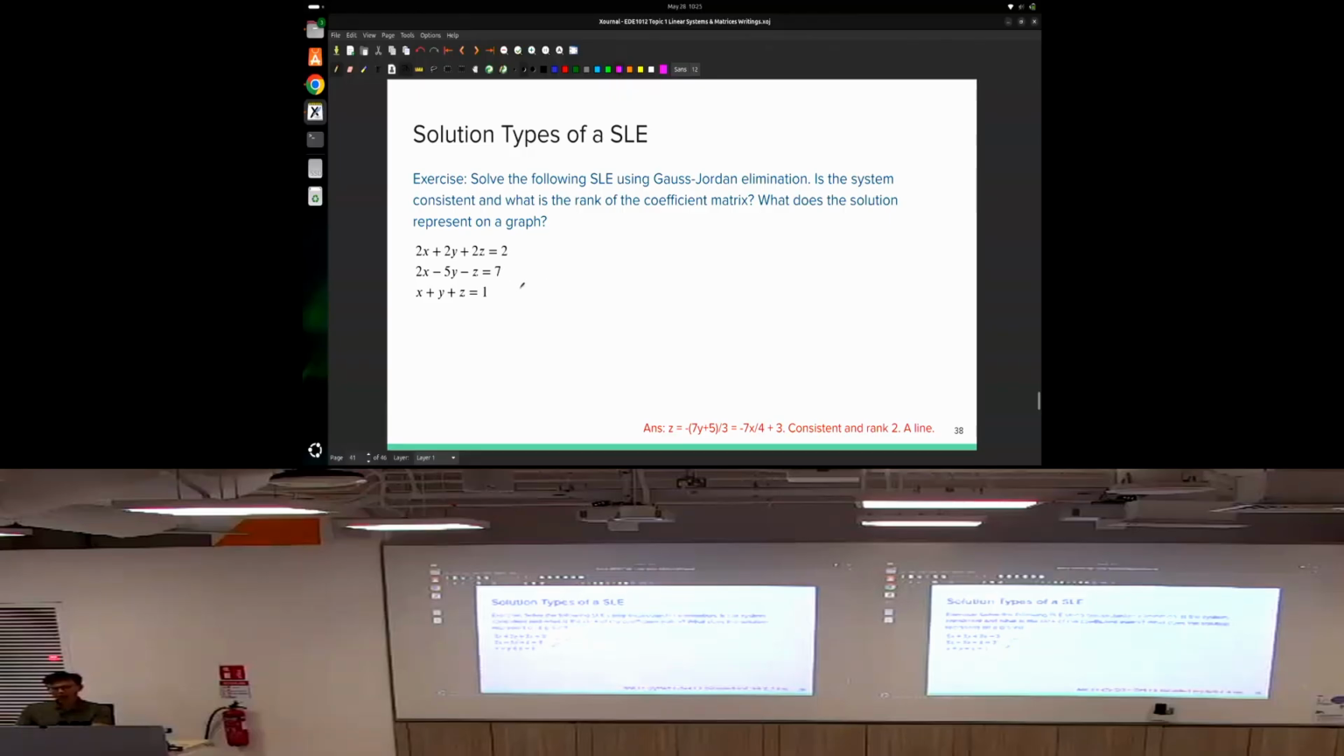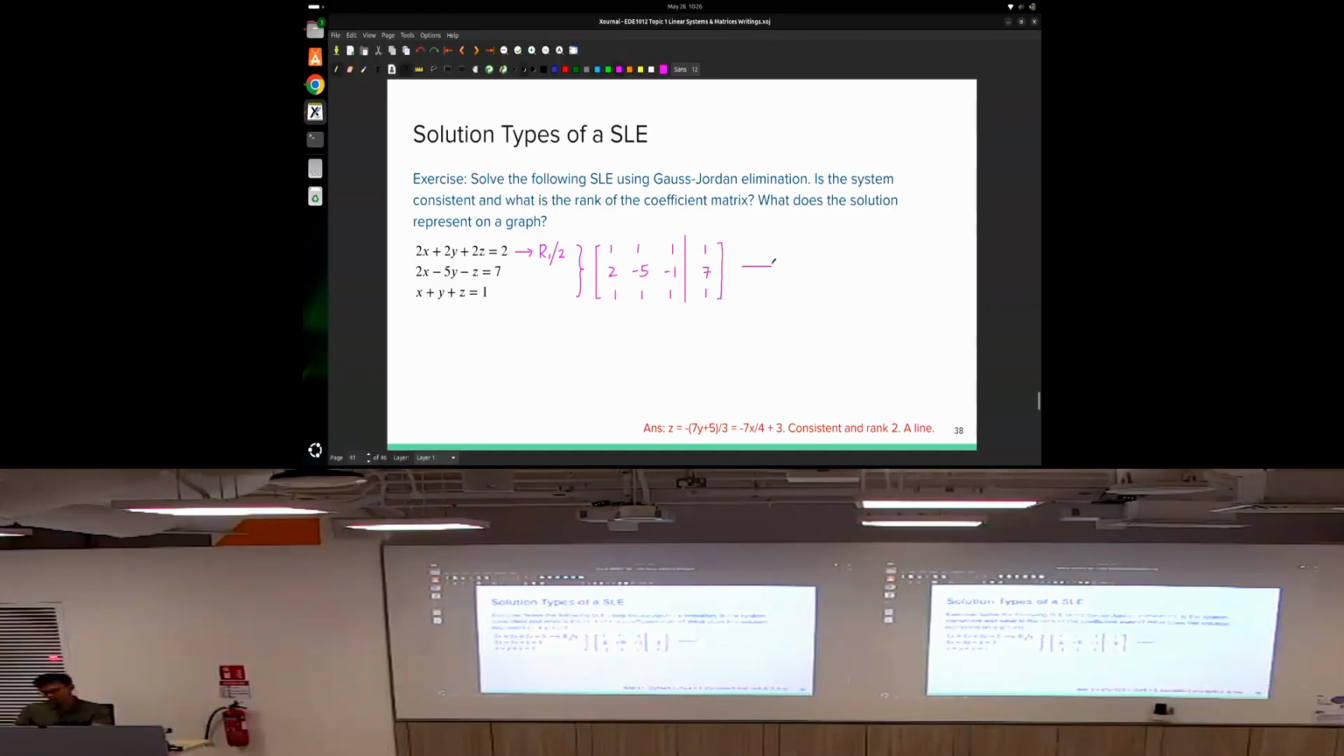So this one is actually quite straightforward. Because the first one, you can simply do row 1 divided by 2. If you do row 1 divided by 2, then your augmented matrix is going to look like 1, 1, 1, 1. Okay, and that is exactly the same as the last row. So you can see that it is a linearly dependent system already, just by having one operation.